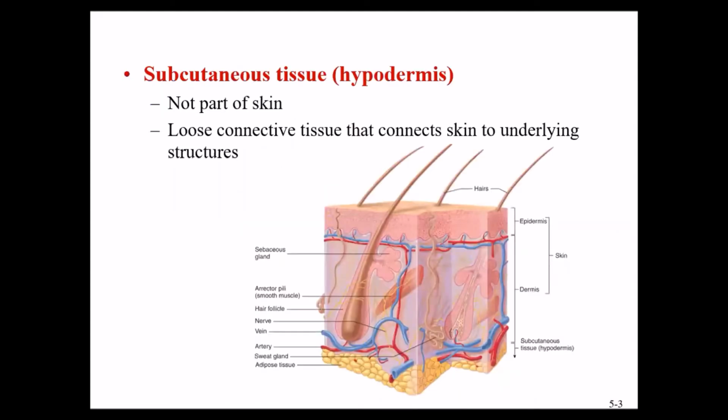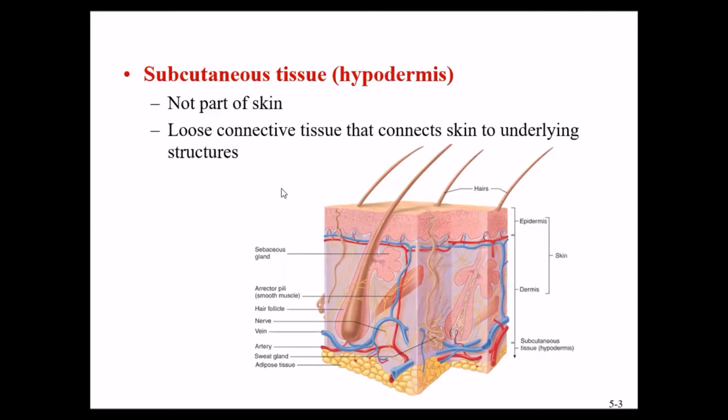Now, below the dermis, you have a layer called the hypodermis, or sometimes you see this called the subcutaneous tissue, sub meaning below, and cutaneous meaning the skin. So this is actually below the skin. It's not technically part of the skin, so really by definition, the skin is the epidermis and the dermis. And what's below the skin then, the next layer down or deep, would be the hypodermis.